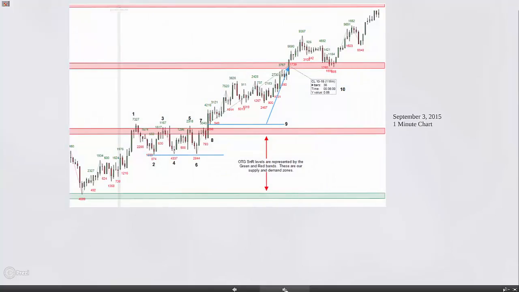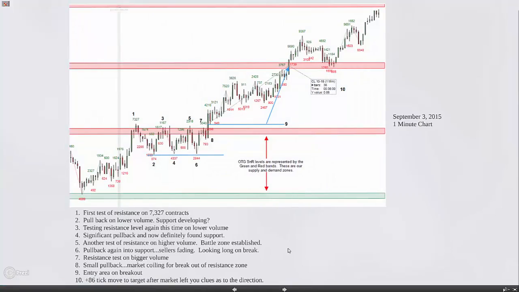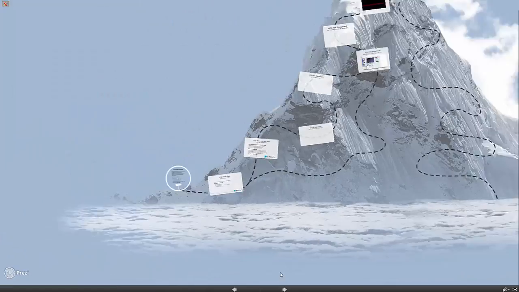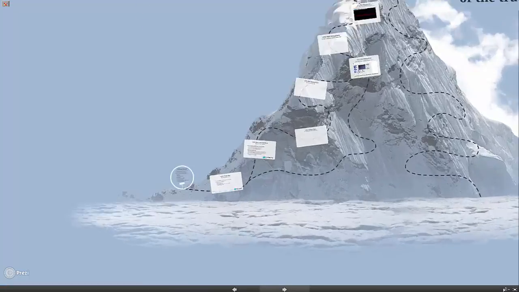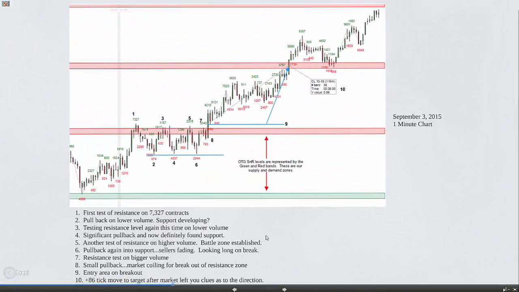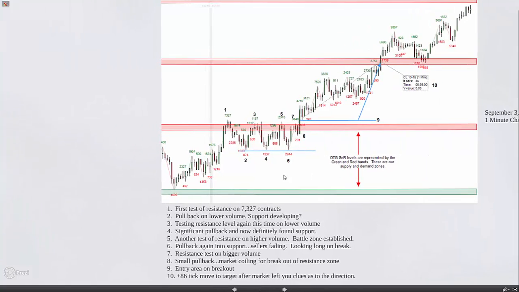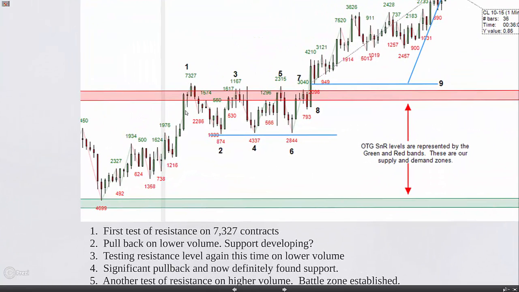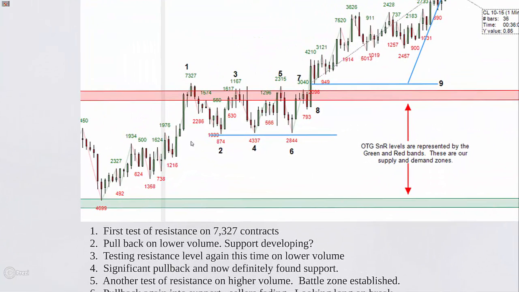Here are a few examples. Here's a chart from September 3rd, and it's a 1 minute chart. Whoops, sorry about that. Let me go back a step. All right, I'm going to focus your attention on this little area right here.